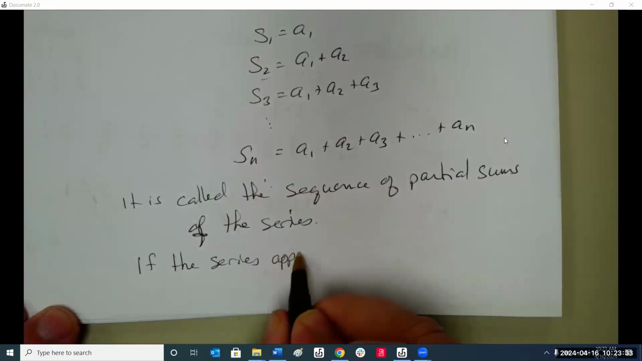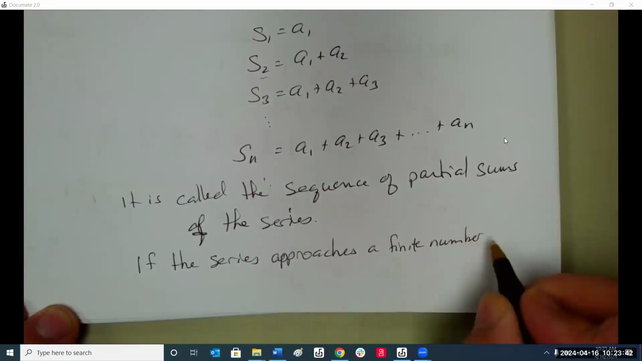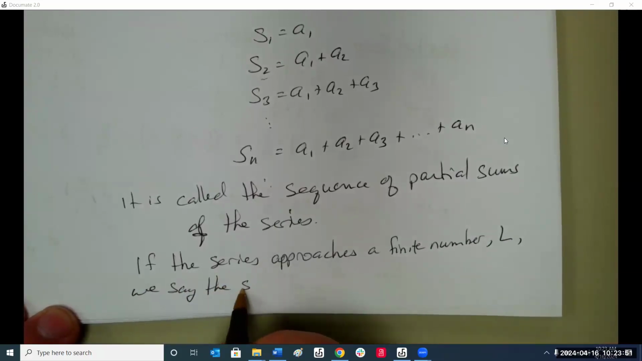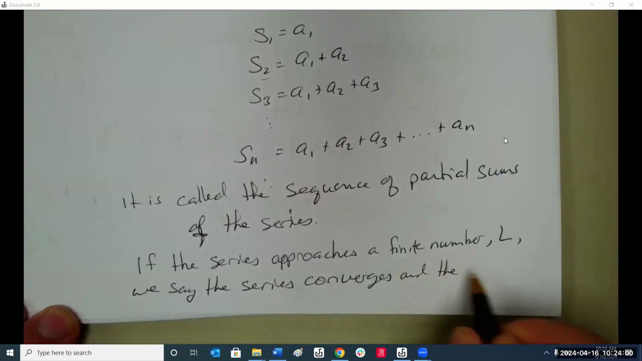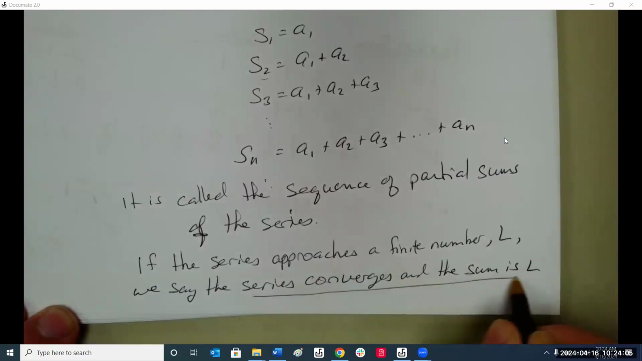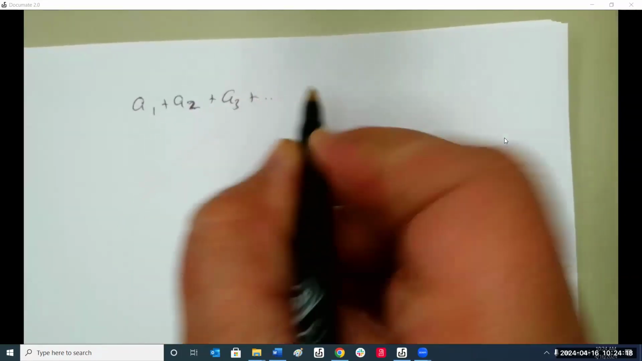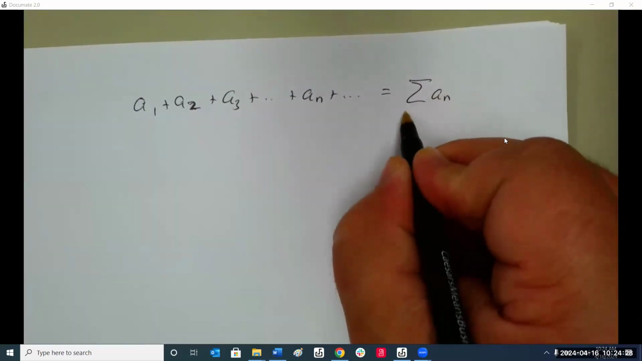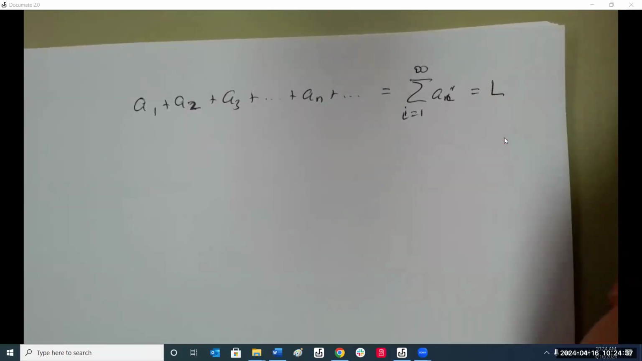If the sequence of partial sums approaches a finite number, we say the series converges and the sum is L. What that means is, as we add the numbers in our sequence in our infinite series, if that sum, as it goes to infinity, equals some number, it equals L.